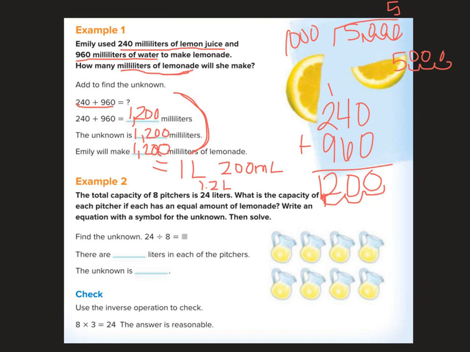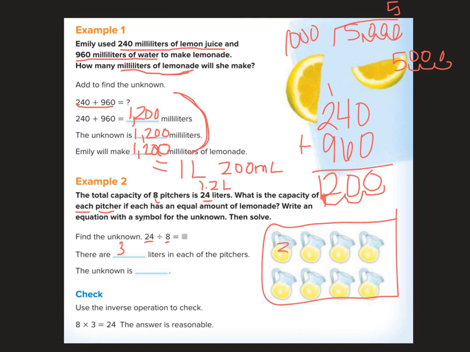All right, the total capacity of 8 pitchers, so remember talking about how much liquid this pitcher holds, is 24 liters. What is the capacity of each pitcher if each has an equal amount of lemonade? Notice we're doing division here, guys. I'm taking 24 total liters and dividing it into 8 pitchers. So how many 8s make 24? 3. There are 3 liters in each pitcher.